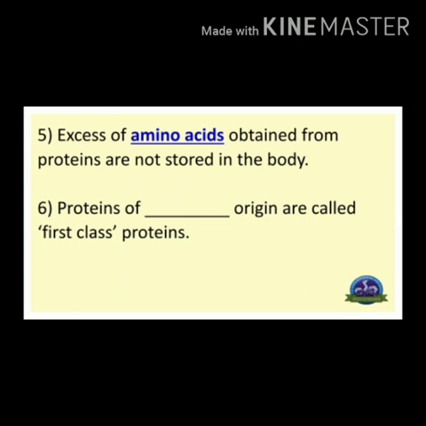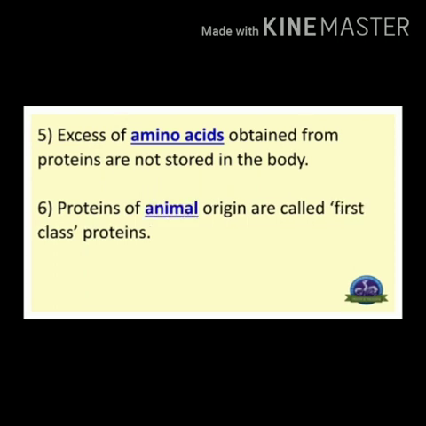Now read sixth fill in the blank. Proteins of dash origin are called first class proteins. As vegetables and grains have few types of proteins in them, only animal origin has all 20 types of proteins. Hence, proteins of animal origin are called first class proteins. Answer is animal. Write down animal.